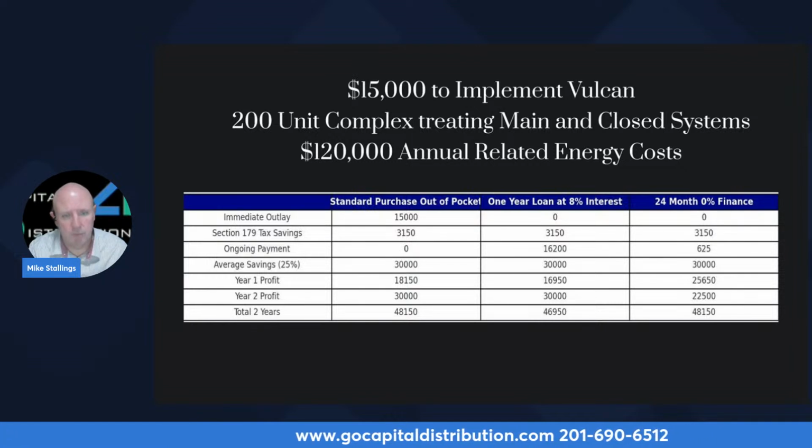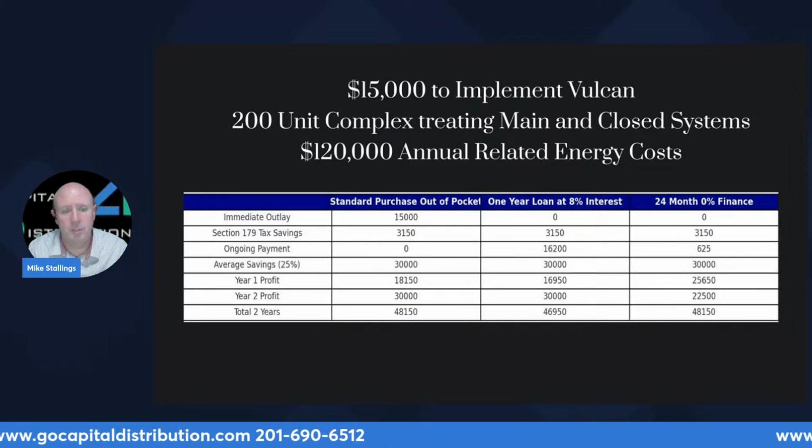You're still going to save $30,000. Your profit in year one is going to be a little less. Profit in year two will be the same, and you're going to save a little less money over time.